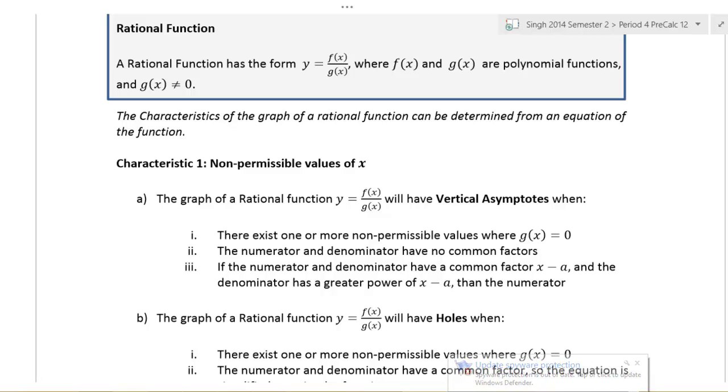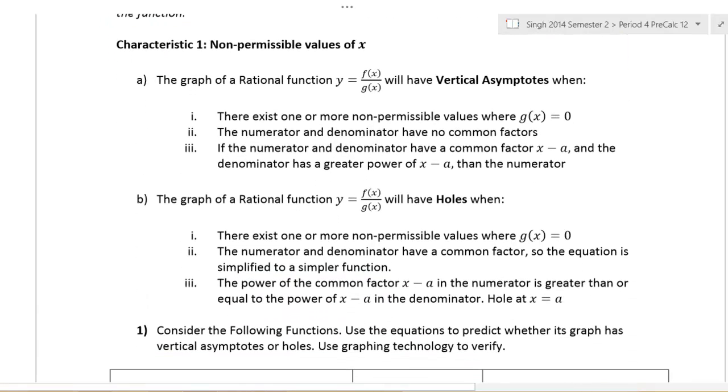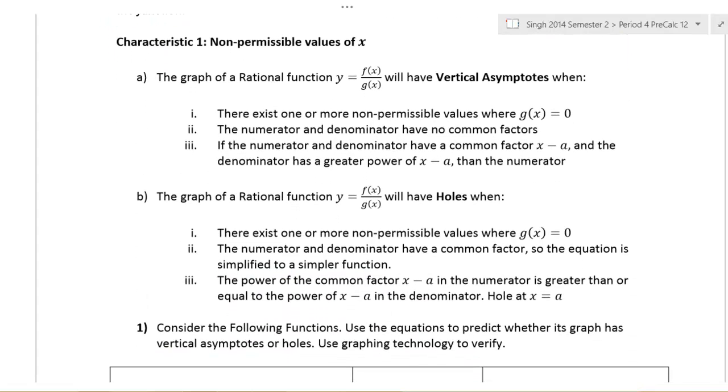So here is the first characteristic that we need to worry about, the non-permissible value of x. Two possible things can happen when there's a non-permissible value. One of the things that can happen is you can have a vertical asymptote or you can have a hole. Now here are some key points that we need to watch out for when we have either a vertical asymptote or a hole.